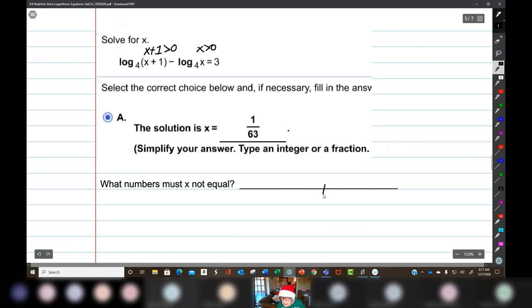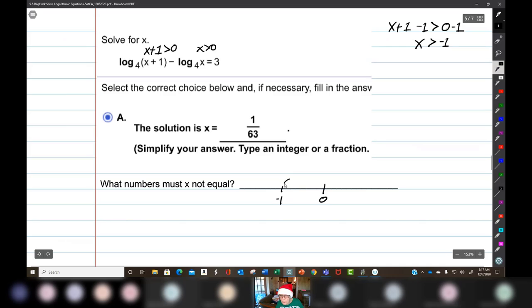So, here's 0. That is already solved. But X plus 1 strictly greater than 0, I subtract 1 from both sides. And I will have 1 minus 1 is 0, so X is strictly greater than 0 minus 1, which is negative 1. So once again, I have 0 and negative 1. All the numbers greater than negative 1 are to the right of negative 1, and all of the numbers greater than 0 are to the right of 0.